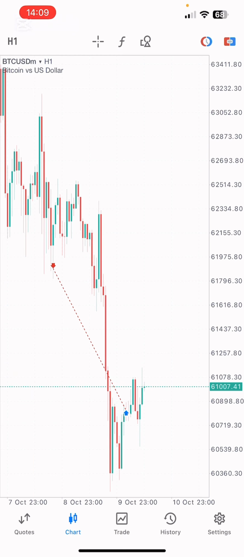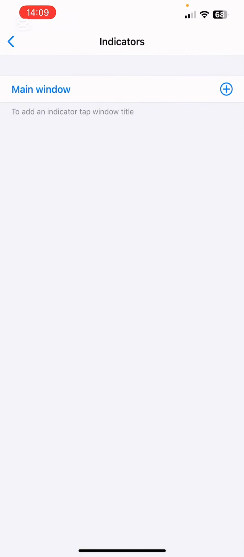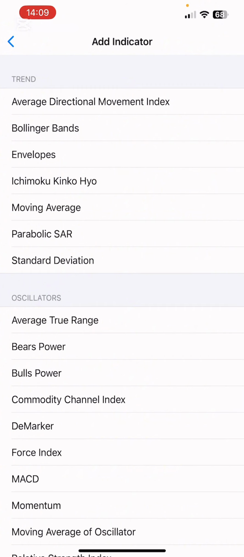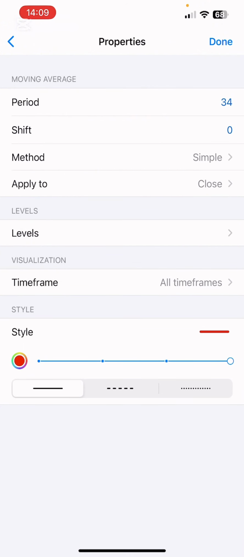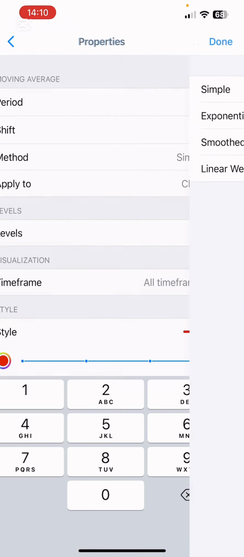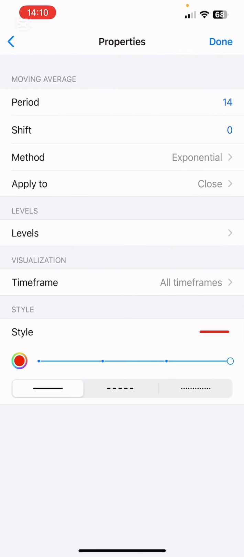I'm going to first show you the setup and how you can look for confirmation as well. I'm also going to show you the zoom level. What you need to do is come to indicator again. We are first going to add the moving average. From trend, moving average, the period is going to change to 14. The shift is going to be 0. The method is going to be exponential. Apply to is going to be close.